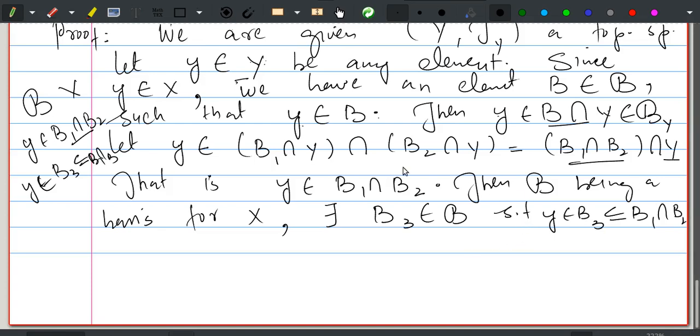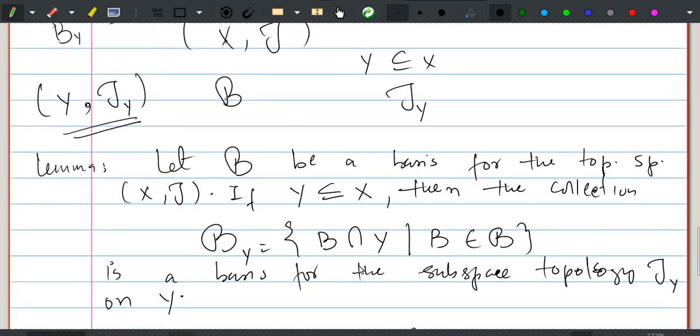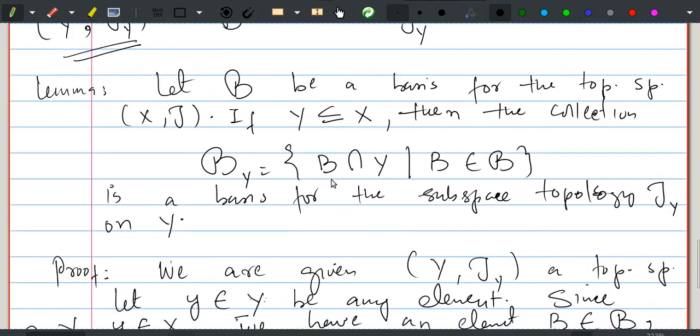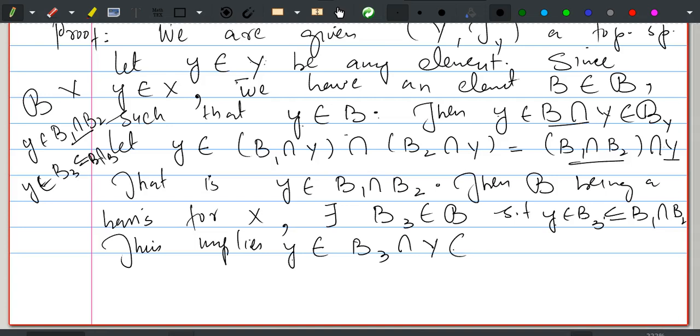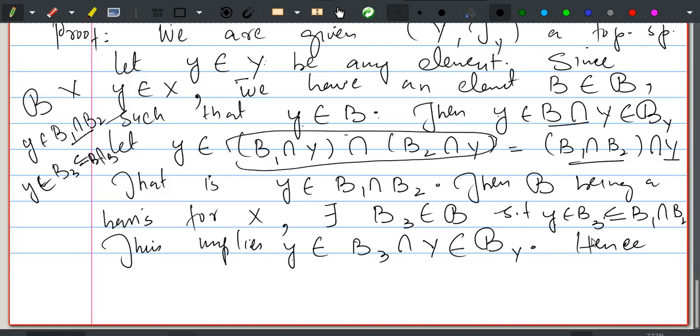Now this means y is in B3 and y is in Y. Now y being an element of B3 and y being an element of capital Y implies y is in the intersection of B3 and Y. Now B3 intersection Y is an element of fancy B sub Y. So hence, y is in B3 intersection Y, which is contained in the intersection of B1 and B2, since B3 is contained in the intersection of B1 and B2.